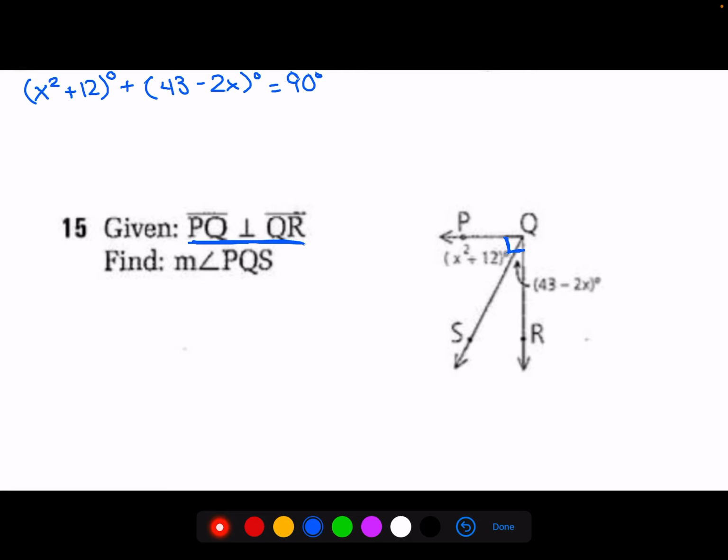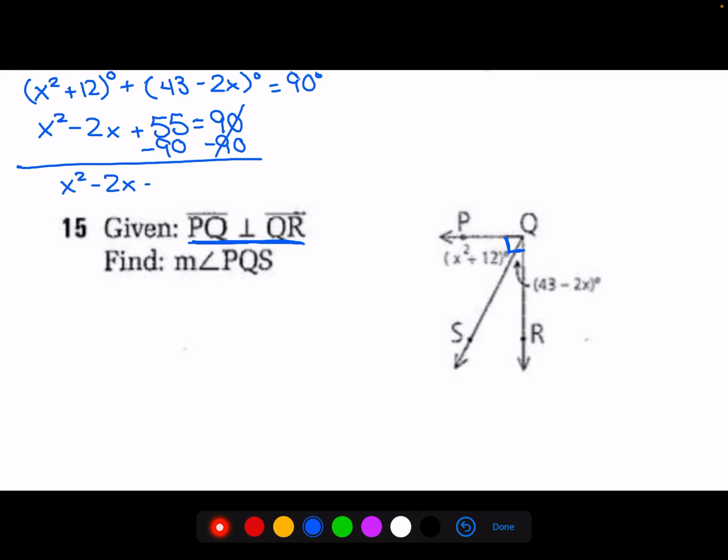Now, at this point, I'm going to go ahead and combine like terms on the left side of my equation and put it in standard form at the same time. So I now have x squared minus 2x plus 55 equals 90. Now, if I have x squared here, chances are I'm going to have to factor this. So I'm going to need to set the right side of this equation equal to 0. So I subtract 90 from both sides, and we're left with x squared minus 2x minus 35 equals 0.